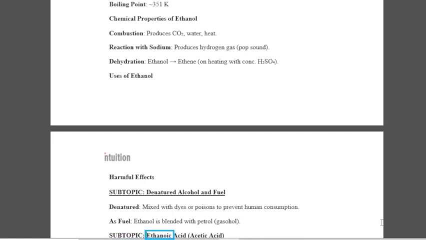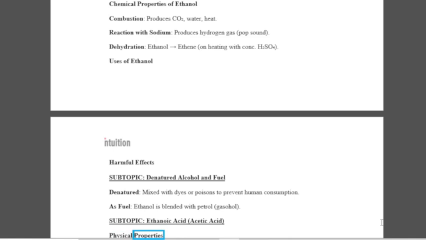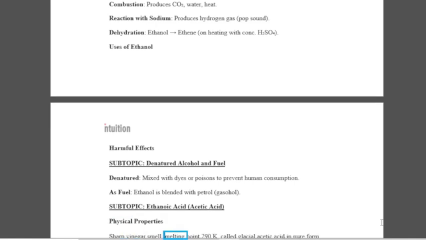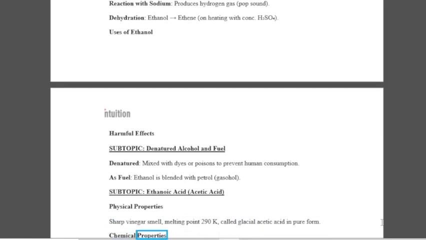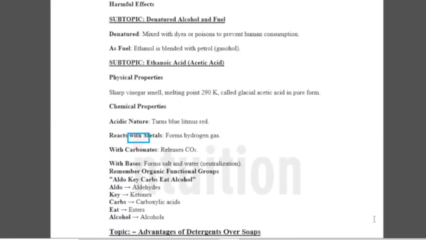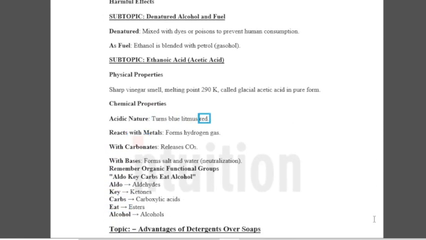Subtopic: ethanoic acid, acetic acid. Physical properties: sharp vinegar smell, melting point 290 K, called glacial acetic acid in pure form. Chemical properties: acidic nature, turns blue litmus red, reacts with metals to form hydrogen gas, with carbonates releases CO2, with bases forms salt and water, neutralization.